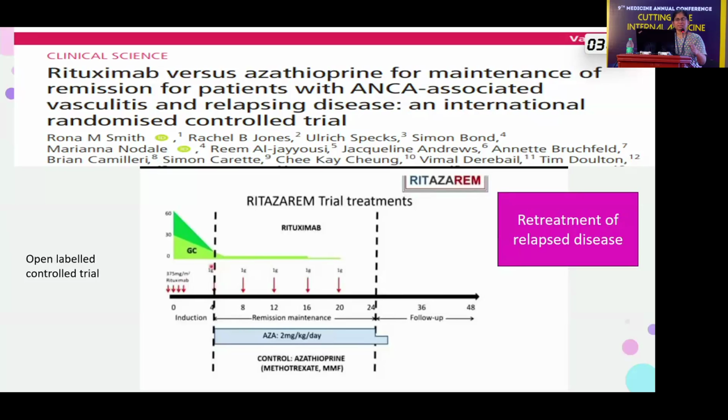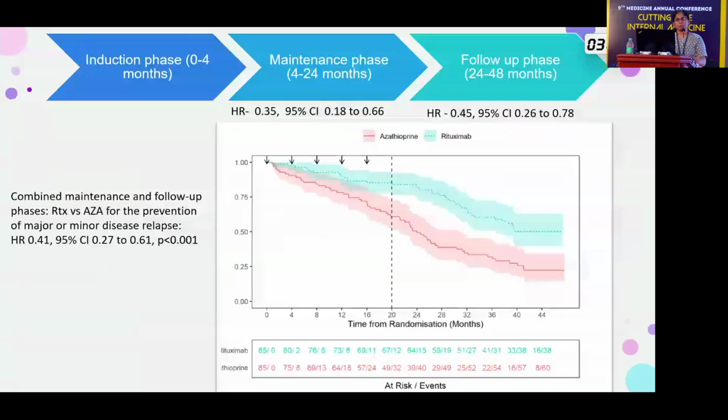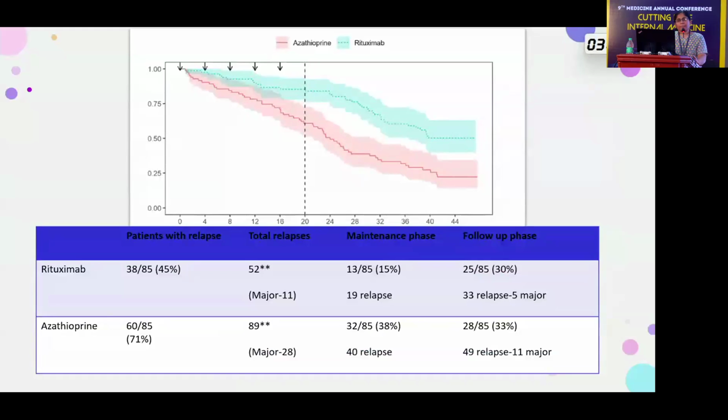This is basically continuing rituximab as compared to azathioprine. What they found is that clearly the relapse-free survival was better in patients who had taken rituximab. But again, it was the same thing: if you stop rituximab, then again you relapse. So meaning to say that you probably have to continue rituximab definitely for more than 24 months of treatment.